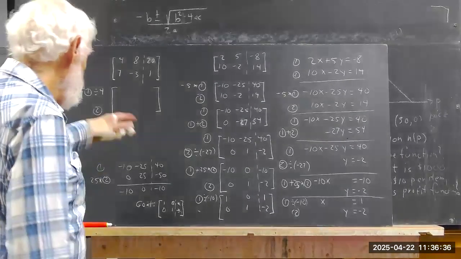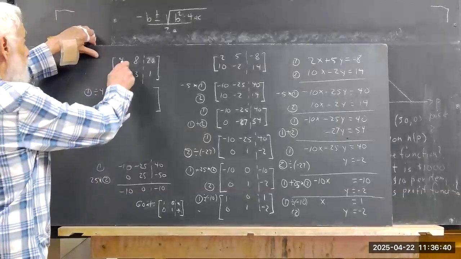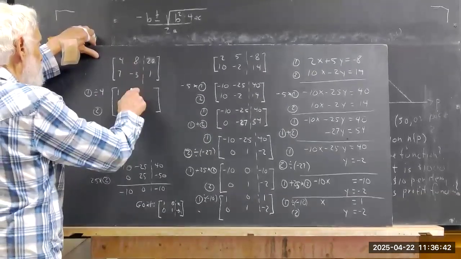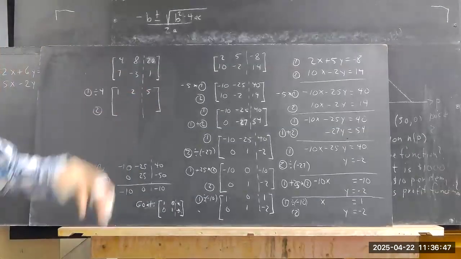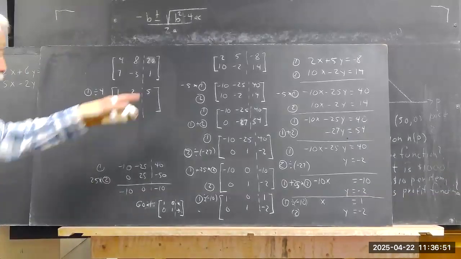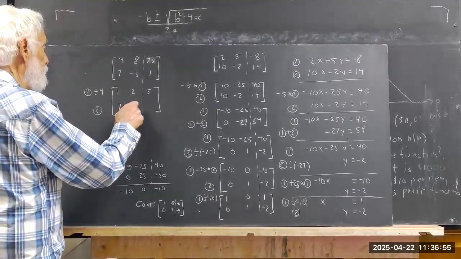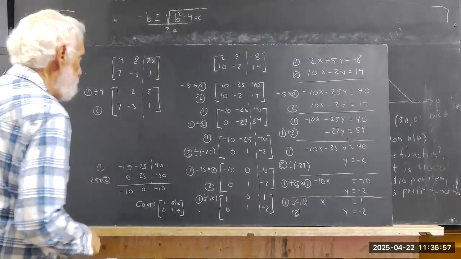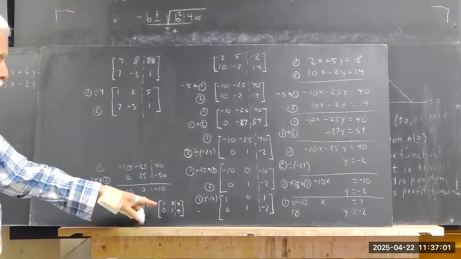Okay, everybody got this first step, so let's write it out. I divide row 1 by 4. 4 divided by 4 is 1, 8 divided by 4 is 2, 20 divided by 4 is 5. Make sure you got 1, 2, 5 there. And you've got row 2, which is 7, -3, 1. Okay. Now, what's our goal?